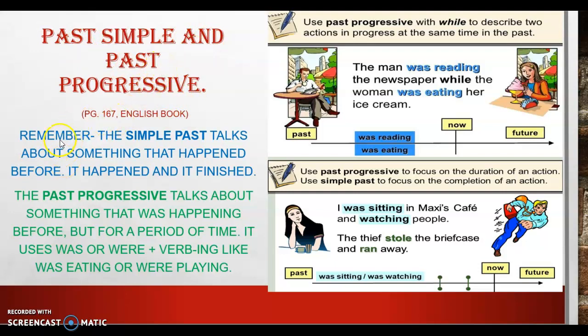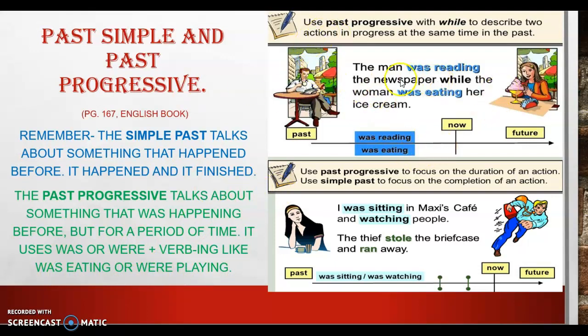Okay. And remember, the simple past talks about something that happened before and it's finished. The past progressive talks about something that was happening before, but for a period of time. It uses was or were plus verb plus ing, like was eating or were playing. See, and let's see these examples.